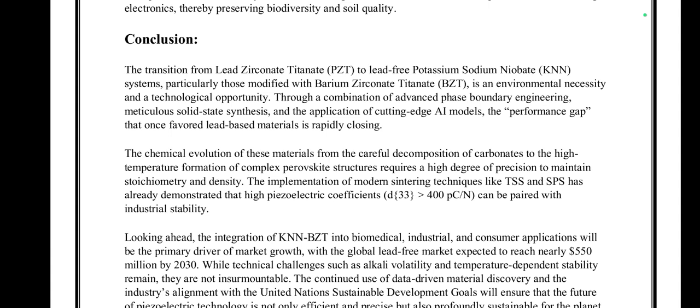If we talk about the conclusion, the transition from lead zirconate titanate to lead-free potassium sodium niobate systems, particularly those modified with barium zirconate titanate, is an environmental necessity and a technological opportunity. Through a combination of advanced phase boundary engineering, meticulous solid-state synthesis, and the application of cutting-edge AI models, the performance gap that once favored lead-based materials is rapidly closing.